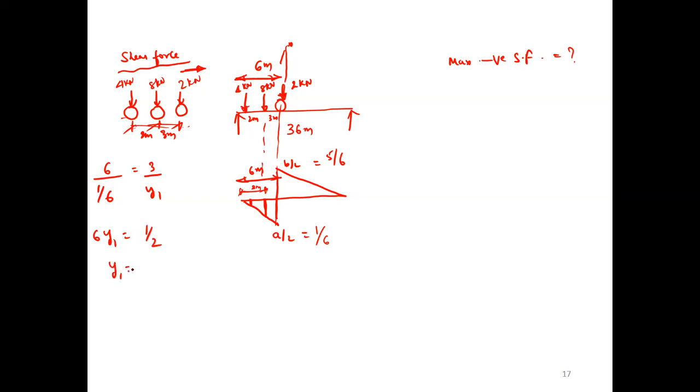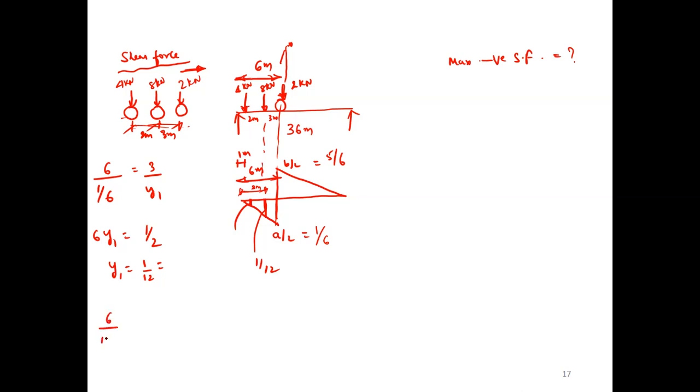How much is y1? What is the value of y1? 1 by 12. So you can take 1 by 12 directly, nothing to worry. This is 1 by 12. Similarly, compute what is this value? This distance we require. Out of 6, you remove 5. So 1 meter. 1 by 36.